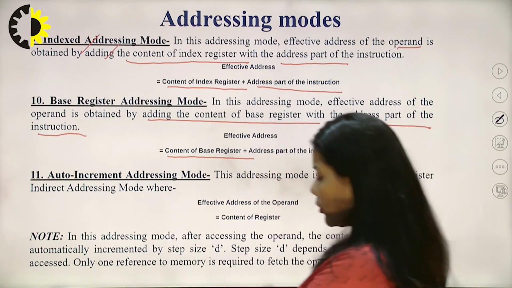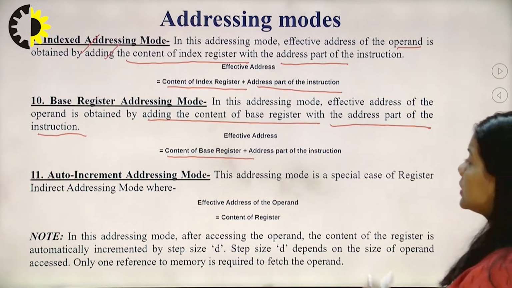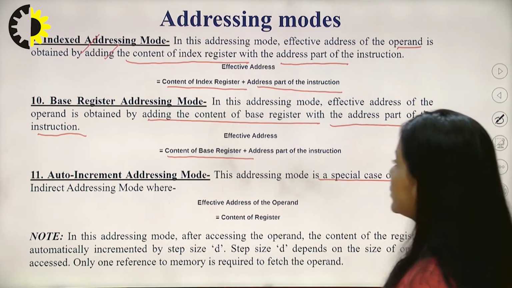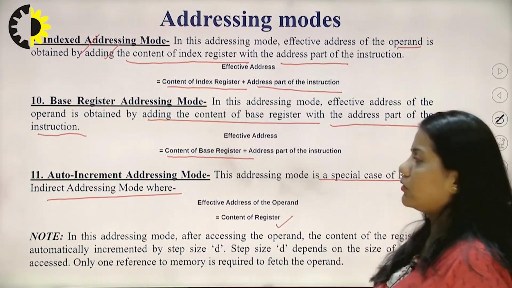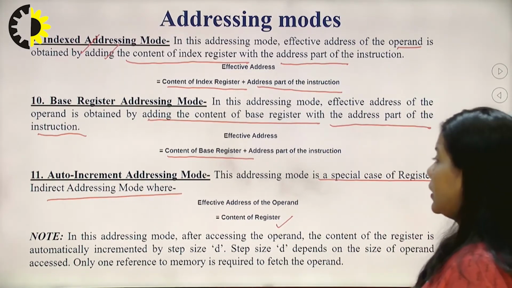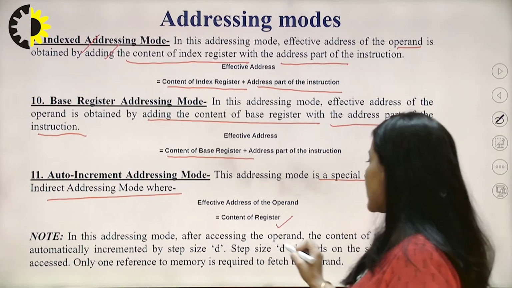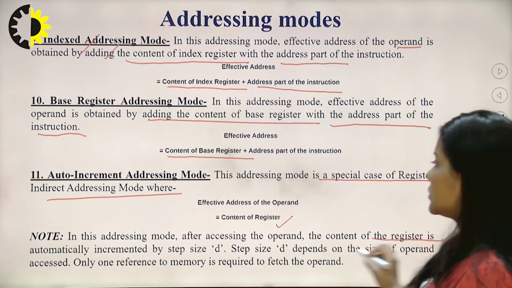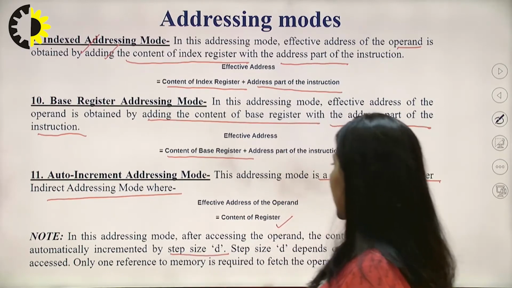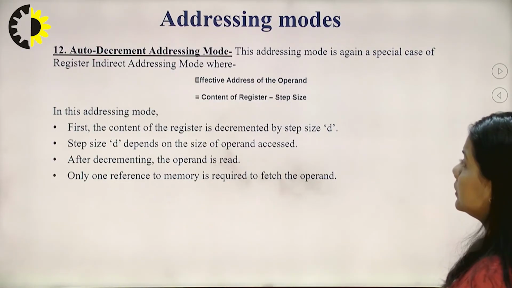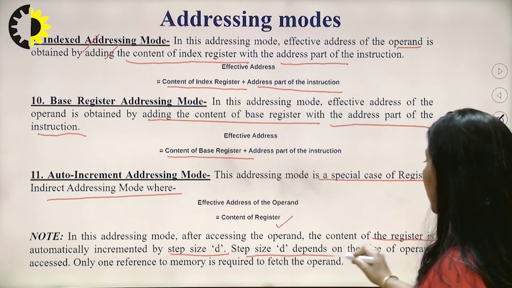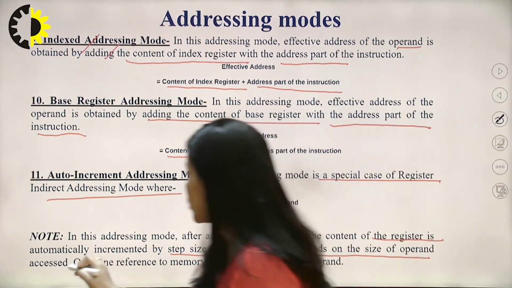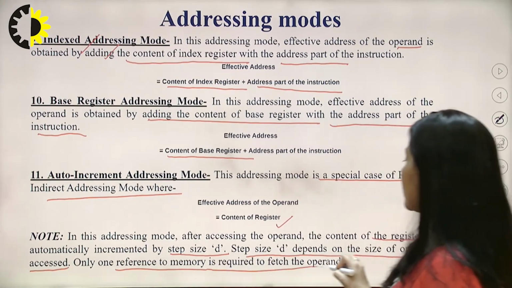Now, when we talk about the auto increment addressing mode, this addressing mode is a special case of register indirect addressing mode. Effective address is the content of the register. Here, after accessing the operand, the contents of the register is automatically incremented by step size D. That is, the step size D depends on the size of the operand accessed. Only one reference to memory is required to fetch the operand.